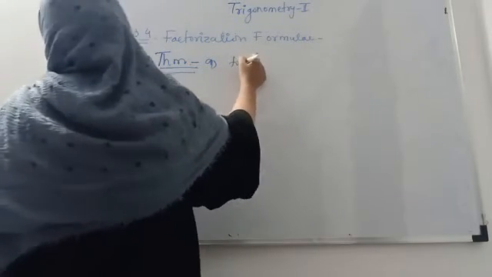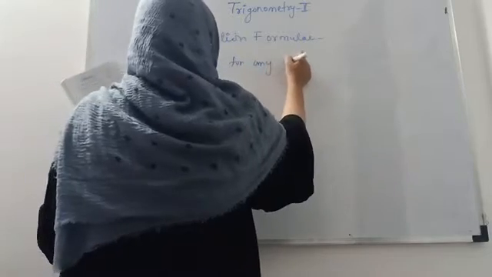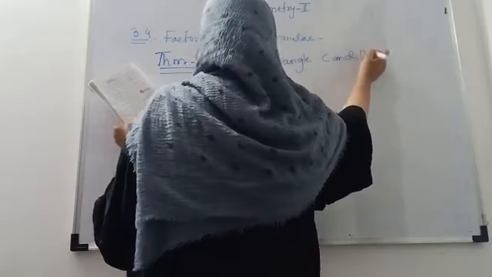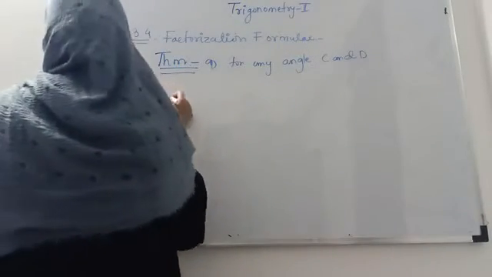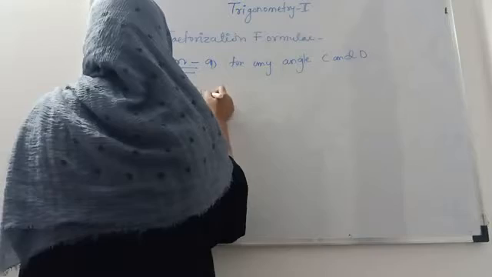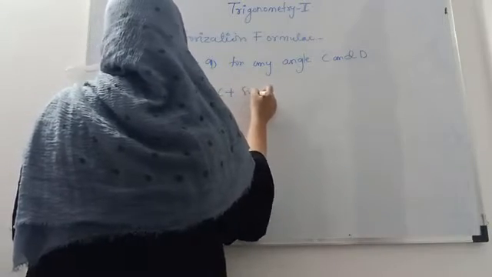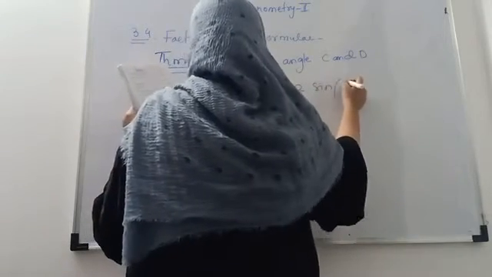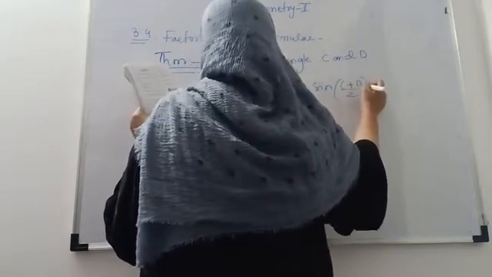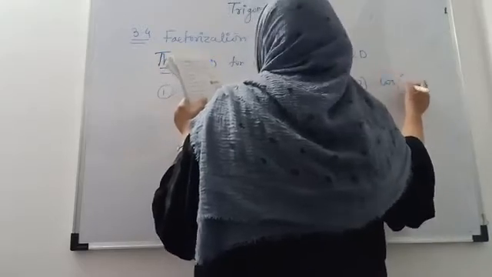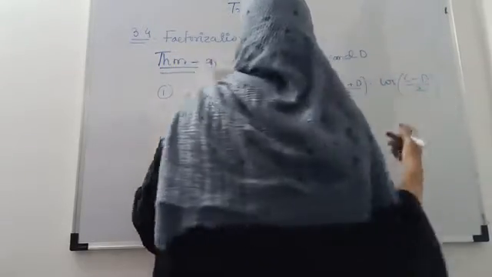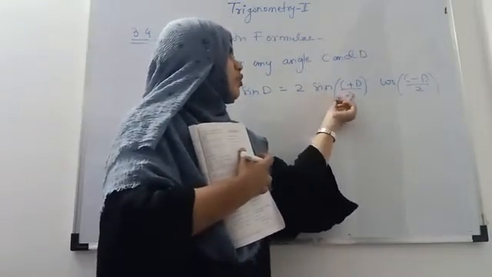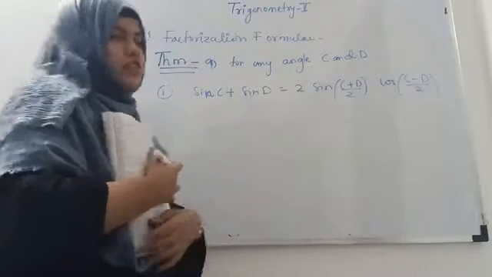For any angles C and D, the first formula is sin C plus sin D is equal to 2 times sin C plus D upon 2 into cos C minus D upon 2. So here the addition of these two sine terms is expressed into the product of sine and cos. So this is a factorization formula.